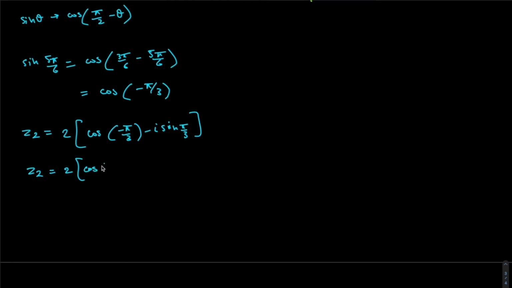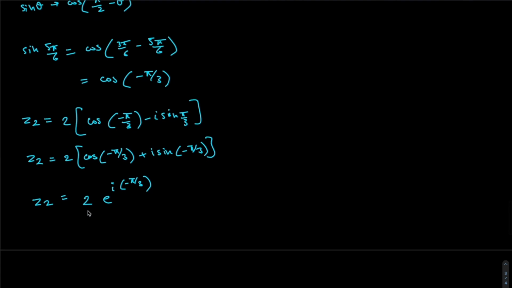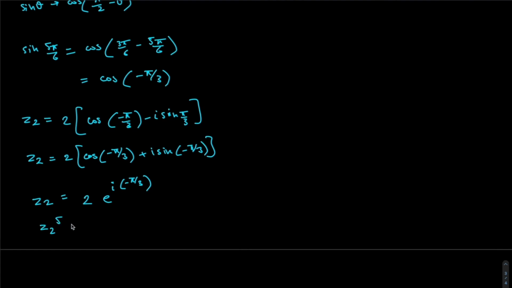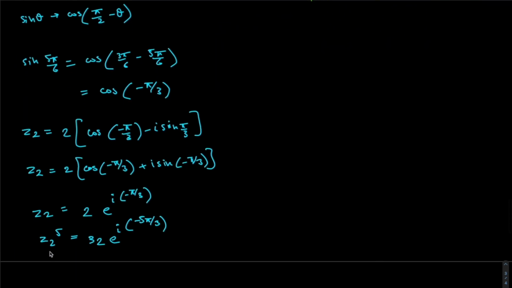So what I'm going to do is I'm going to write cosine of minus pi by 3 plus i sine minus pi by 3, like this. So now I have the same angle in both cases. Now I can convert this into Euler form. So I'm going to have 2e raised to the power i minus pi by 3. And now I know z sub 2 raised to the power 5 will give me 32 e raised to the power i minus 5 pi by 3, like this. Now I'll put this in square brackets as well.